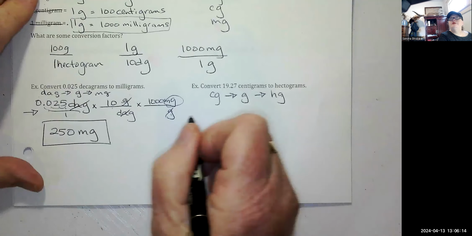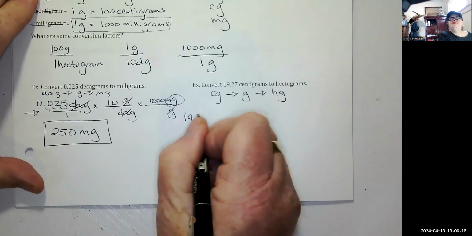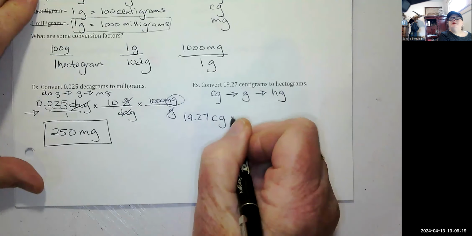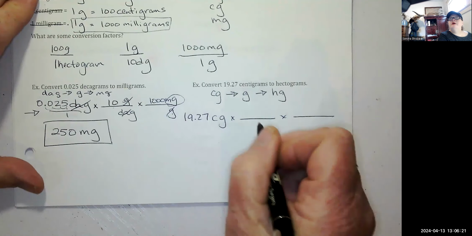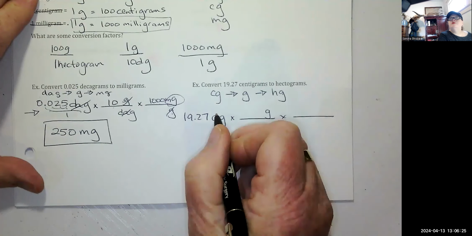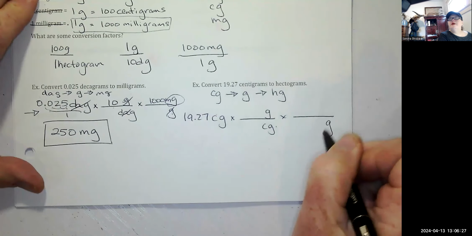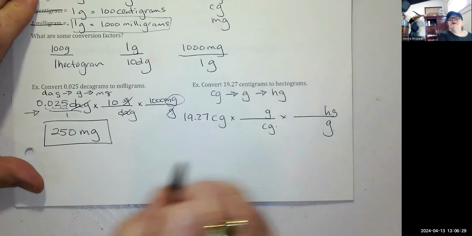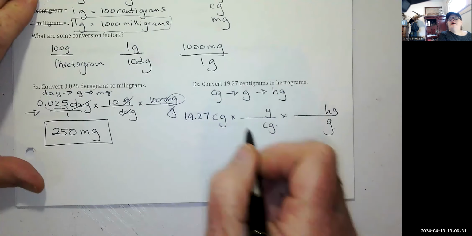I'm going to set it up first, starting off with 19.27 centigrams. I'm going to do 2 conversions. One's going to get me from centigrams to grams. This will cross out. And the other one will get me from grams to hectograms, and these will cross out. All right, now I can plug in my numbers.